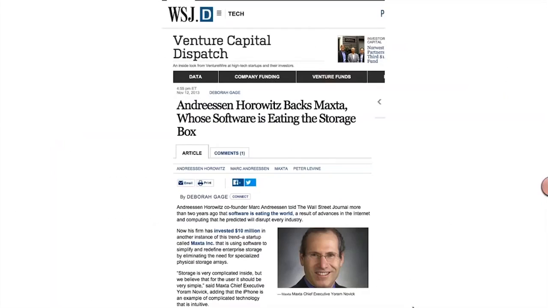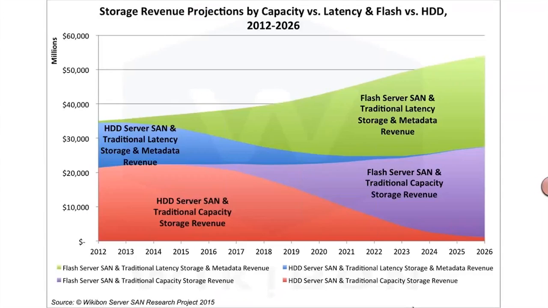And then I also found it interesting that Andreessen Horowitz, the venture capitalist firm whose co-founder is Marc Andreessen, published a blog post later in the Wall Street Journal and talked about how his firm had invested in Maxta, because Maxta is a software-defined storage hyperconverged solution, and it's just one of the examples of how software is eating the world. This is a graph from Wikibon.